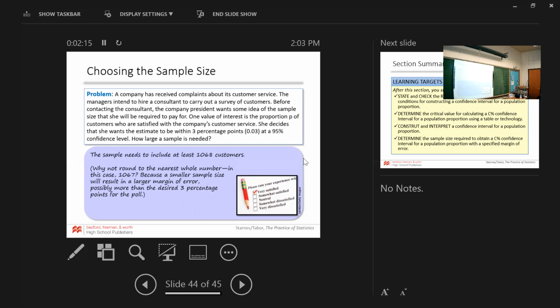Because if you rounded it down, you would have a larger margin of error, okay? So you need 1,068 customers. But this is important because if you're doing this, you need to speak to that many people to get the margin of error you want. You don't want to speak to 2,000 people. Sampling's expensive. You want to identify what's the minimum sample size I need to get the margin of error that I'm comfortable with.